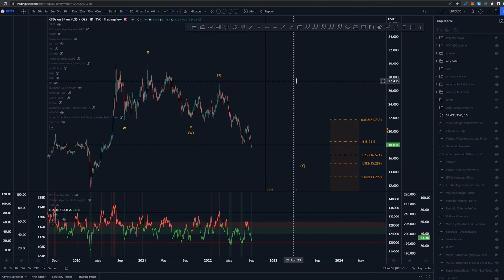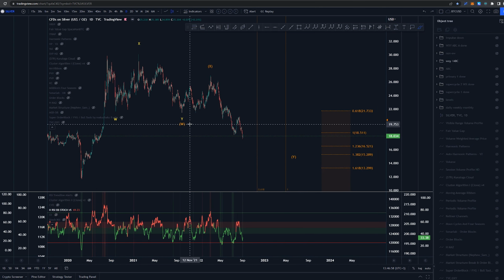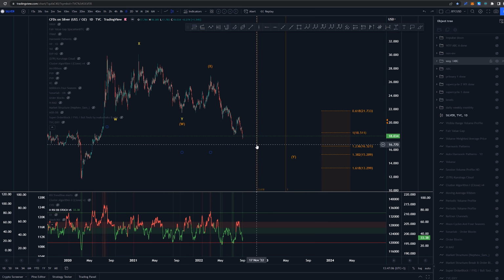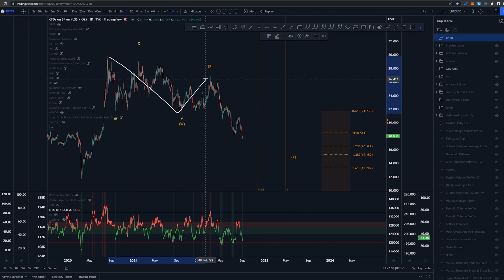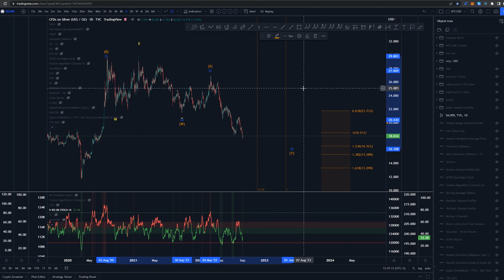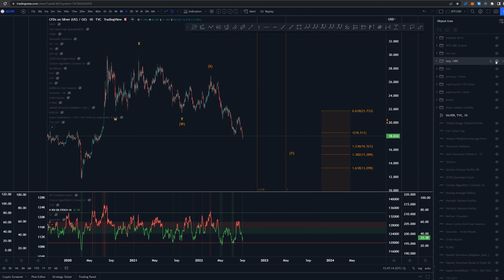The main count is still this one, in which we would have a three-wave structure in here, into W, three waves into X, and then looking for this wave Y. Now we have not yet hit the 6.618 extension of this W wave pivoted from X, so that's why I don't think wave Y here is done at all yet.